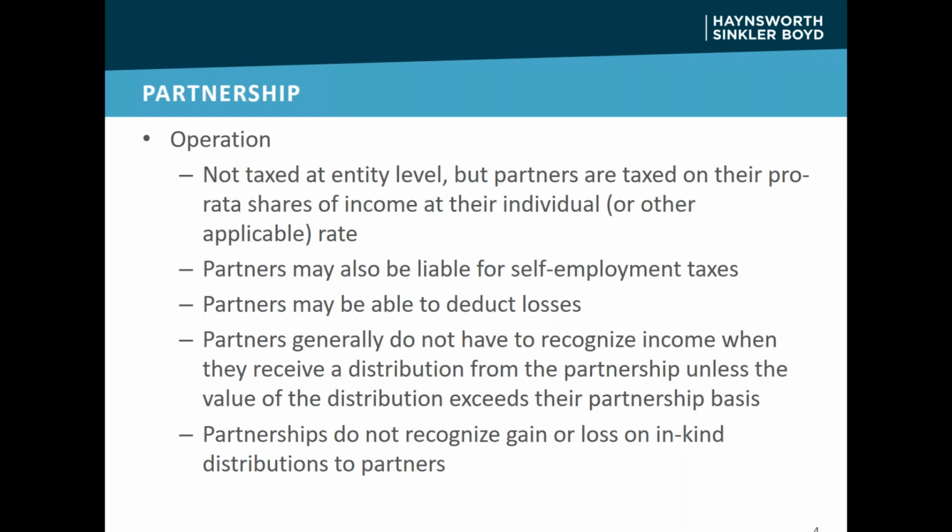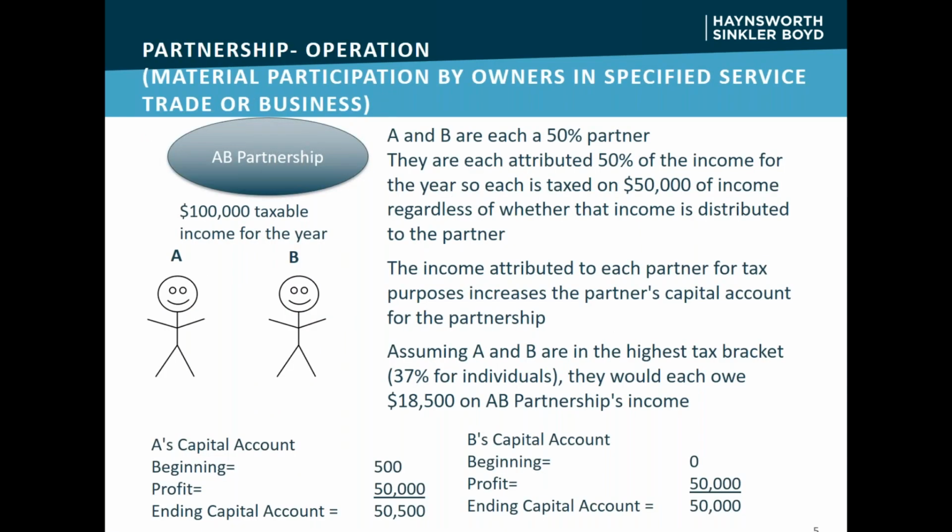Under Section 731(b), partnerships don't have to recognize gain or loss on money or property that's distributed to a partner. So a partnership could make a distribution to a partner with no additional tax consequences to either party. And this is on the next slide.